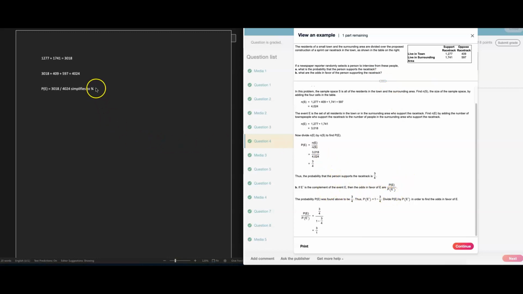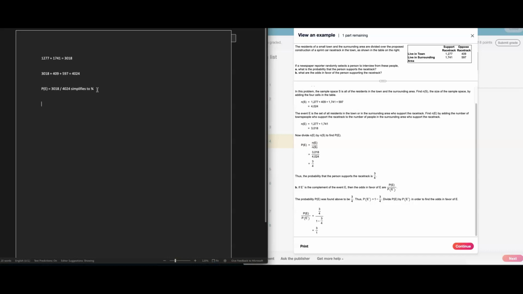So if you remember, in the last problem, they talked about the odds being the number of E divided by the number of not E. Remember that? Okay, so we could go back and get those original numbers, but those are some really large numbers.